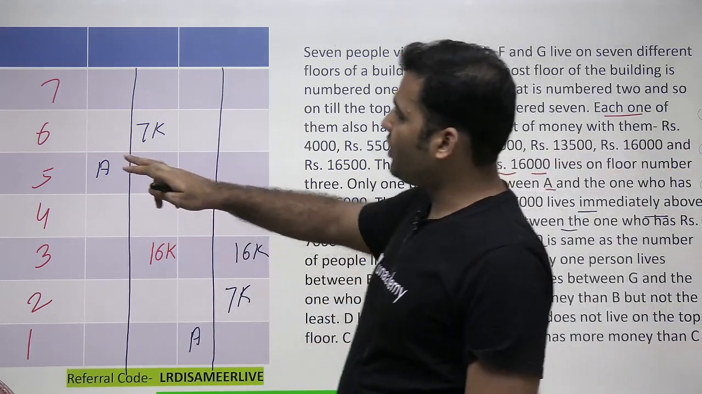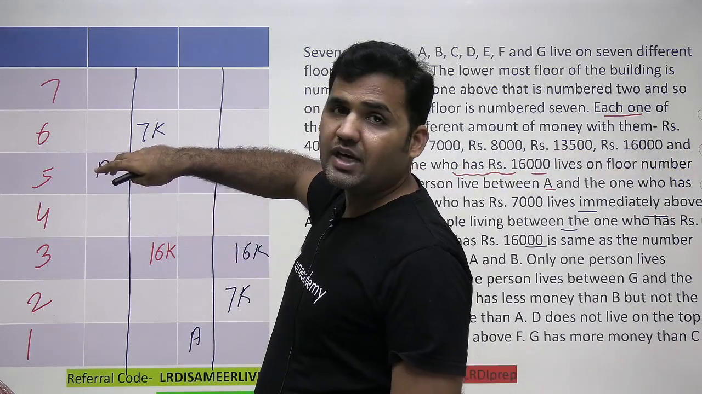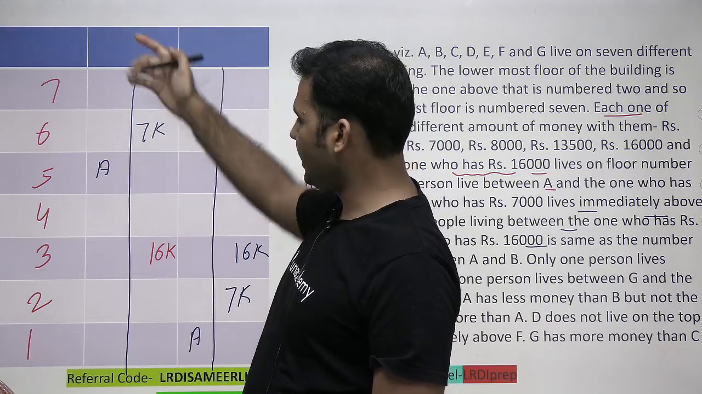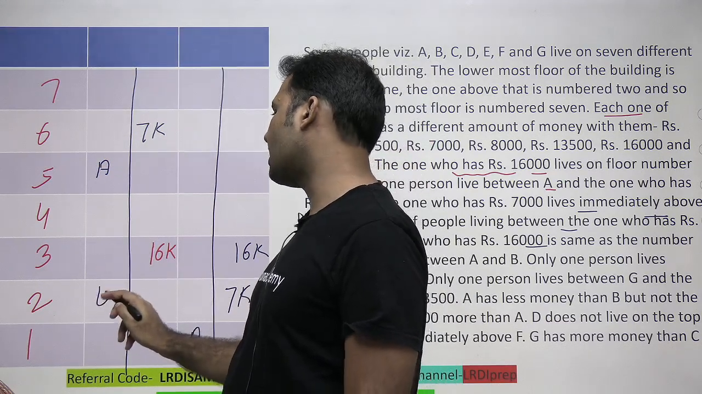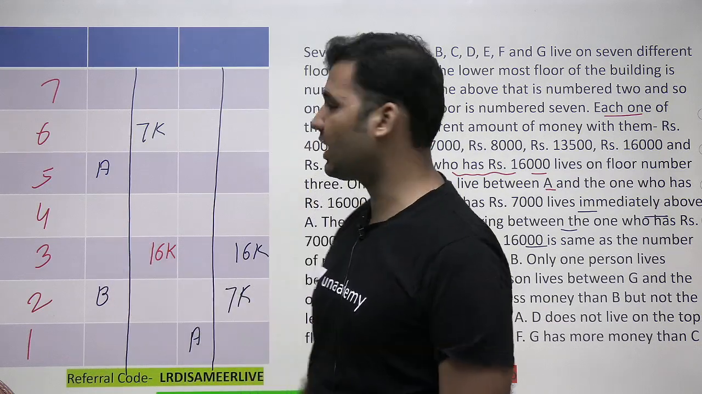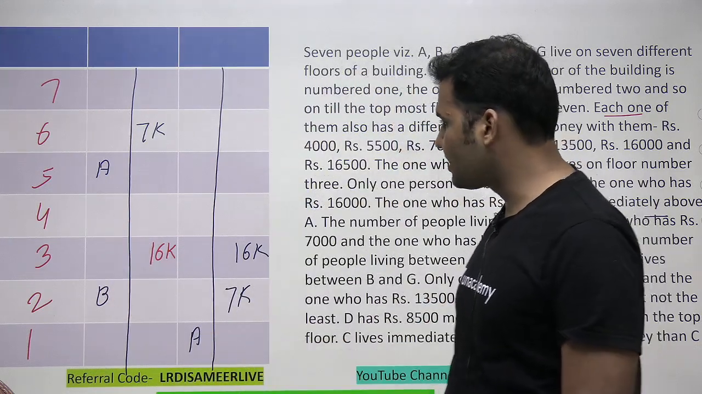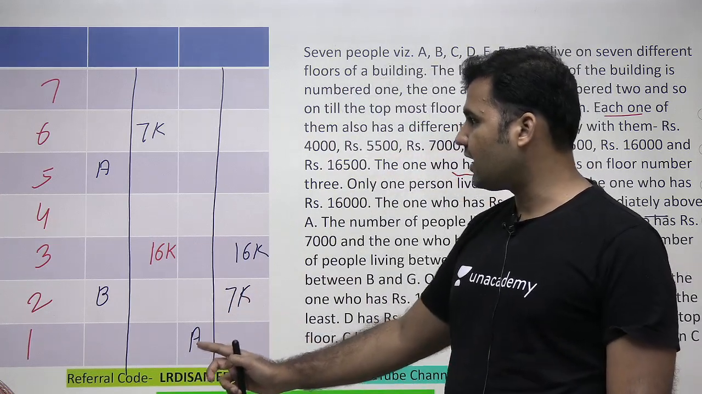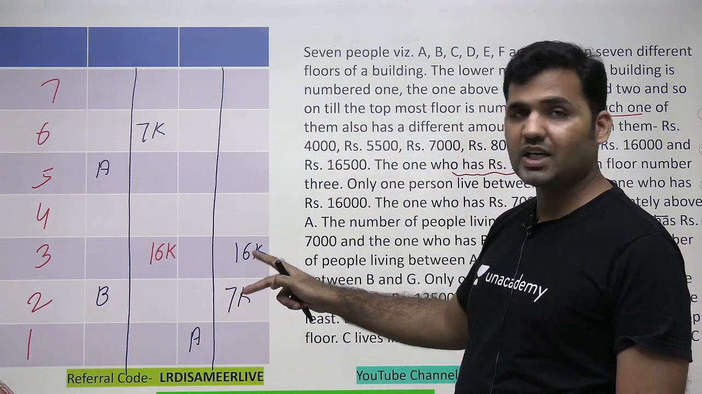So if I have A here, and if I want to create a gap of 2 floors between A and B, there is no option to place B above A. So the only option left for B is to come over here so that a gap of 2 floors can be created. And in this particular case, the gap between 16,000, 7,000 and A, 7,000 and 16,000 is just 1.